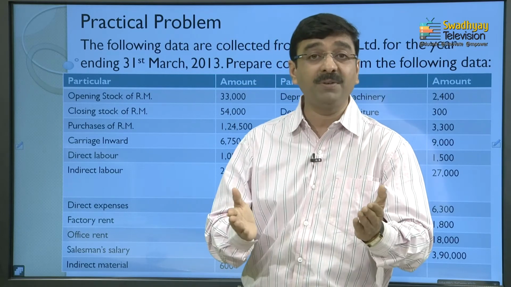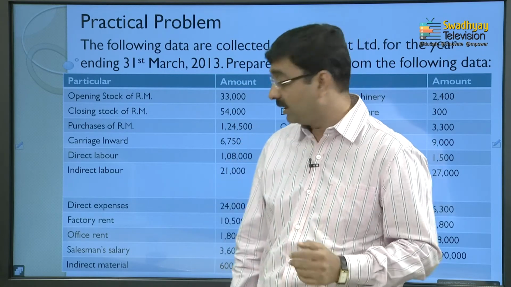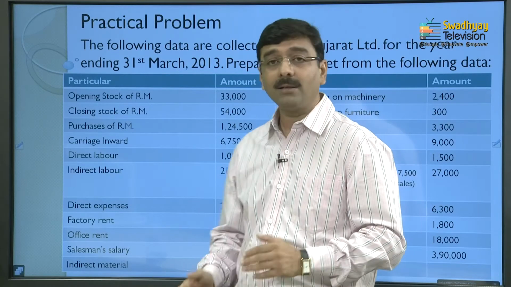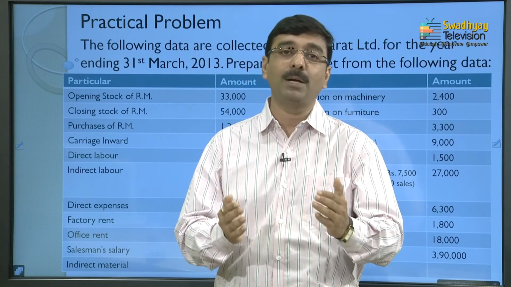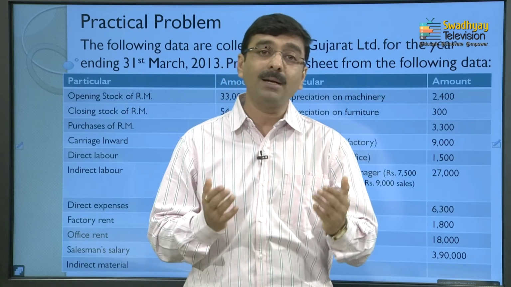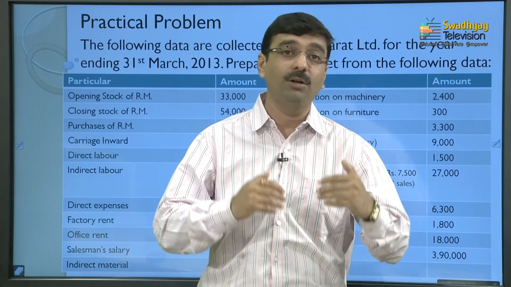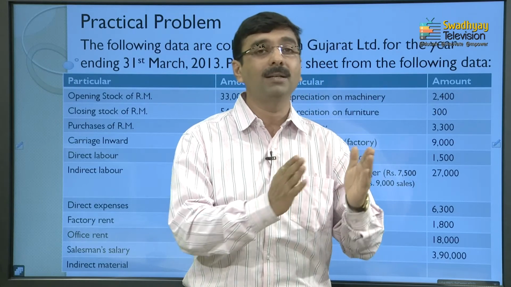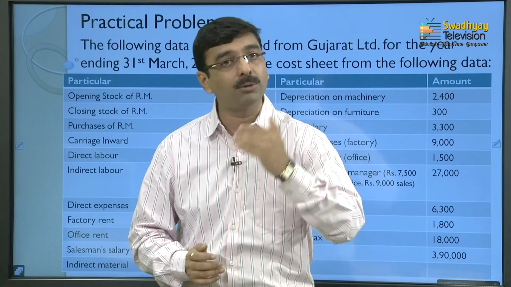Factory rent is specifically given as factory rent, so it would be recorded under the heading of factory. Office rent is an admin expense, so it would be recorded under the administrative overheads. Salesman's salary, a salesman is always required for the selling of goods, so it would be recorded under the selling and distribution expenses.